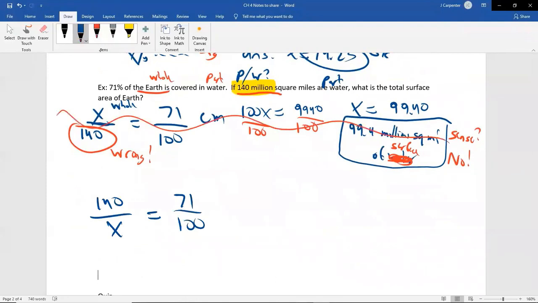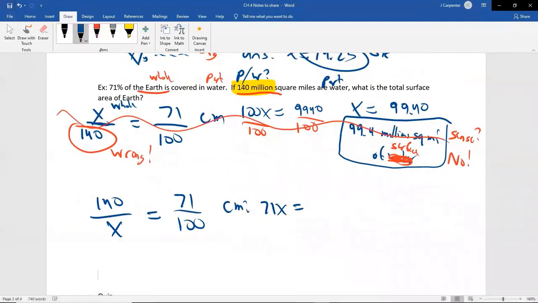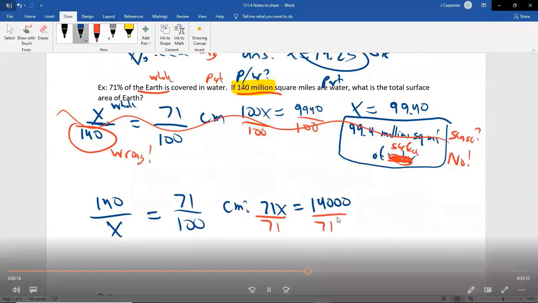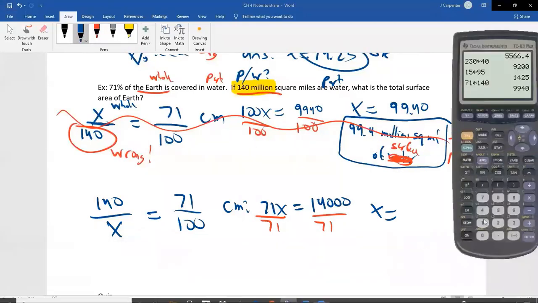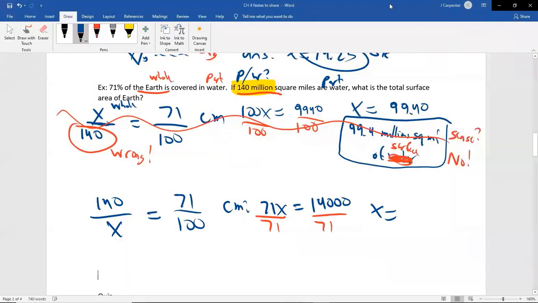And that's why when I was right here, I was like, something doesn't look right. So now when we cross multiply, we get 71x equals 140 times 100, which is just 2 more zeros tacked on the 140. We divide both sides by 71. And that tells us that x is equal to 14000 divided by 71. And there we go, 197.18, blah, blah, blah. Let's just round to 2 decimal places, 197.18.